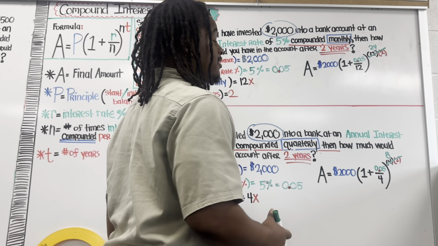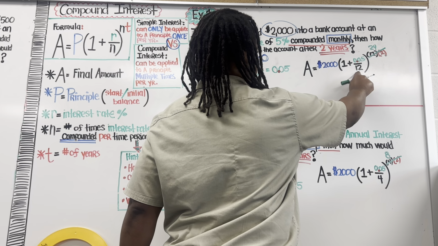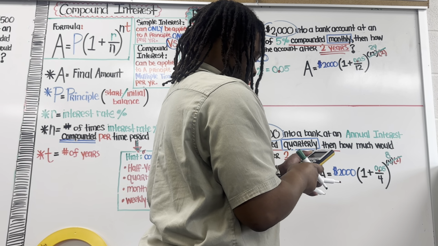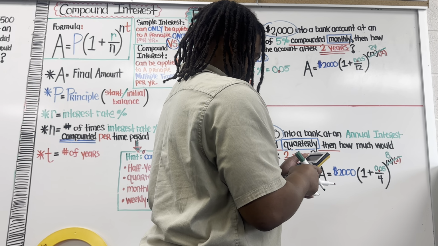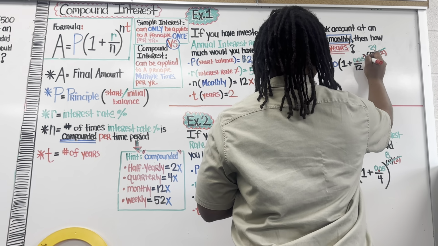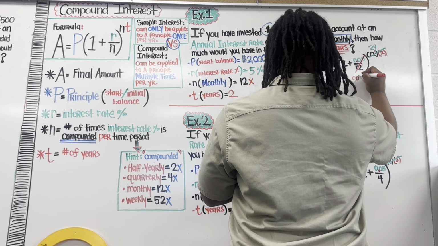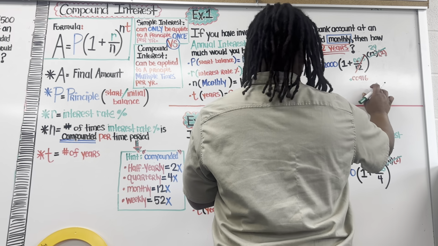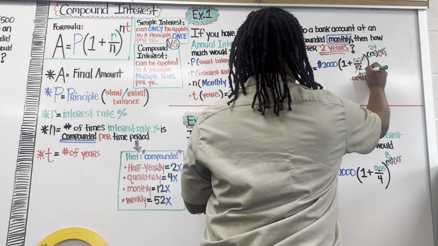Now, the only other part that we have to simplify, guys, is the interest rate divided by the number of times it's compounded, right? So let's do the first one, guys. We have 0.05 divided by 12. That is going to equal 0.00416. It's a repeating decimal, but whatever. I'm just going to leave it like that. Okay. So this part right here equals this.